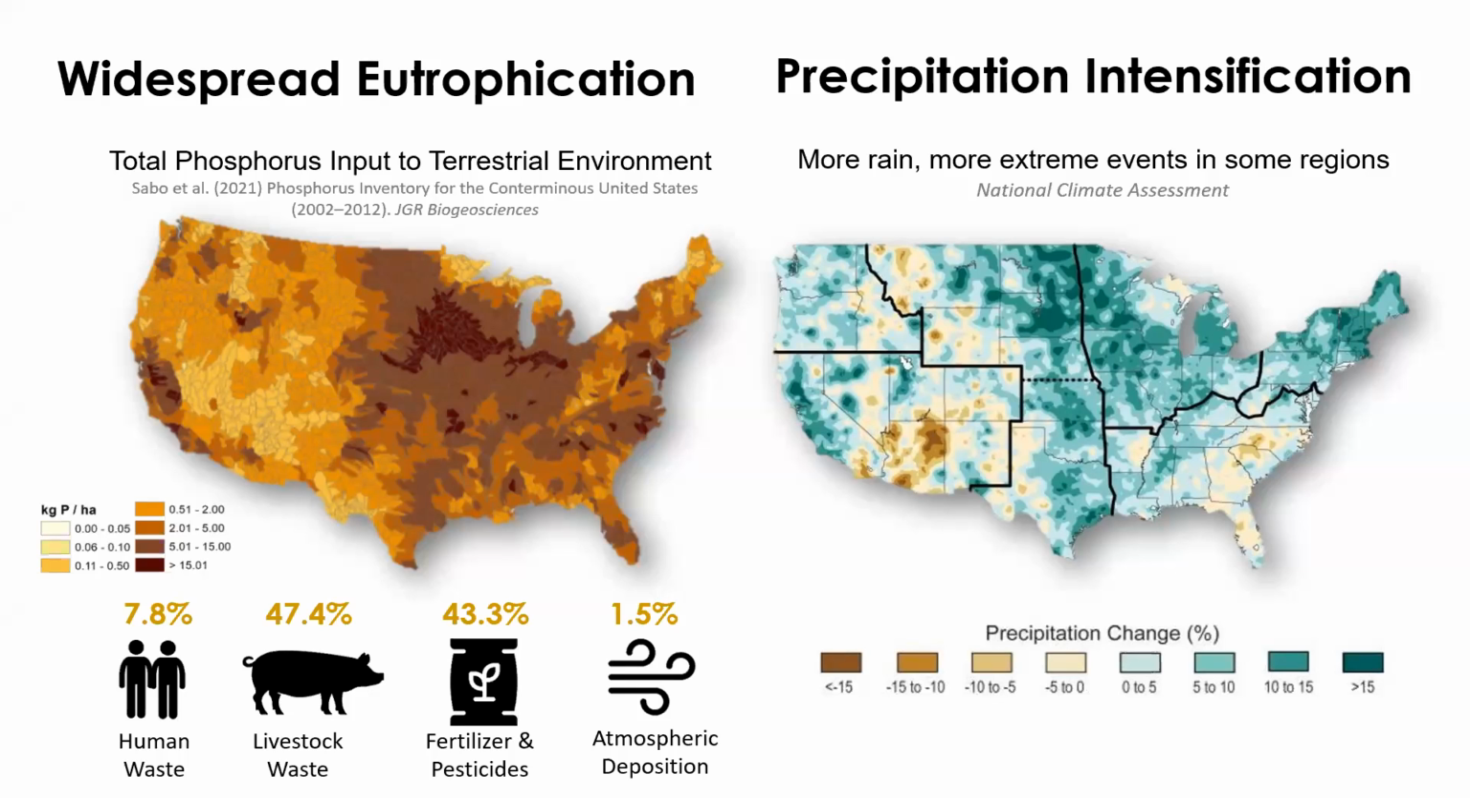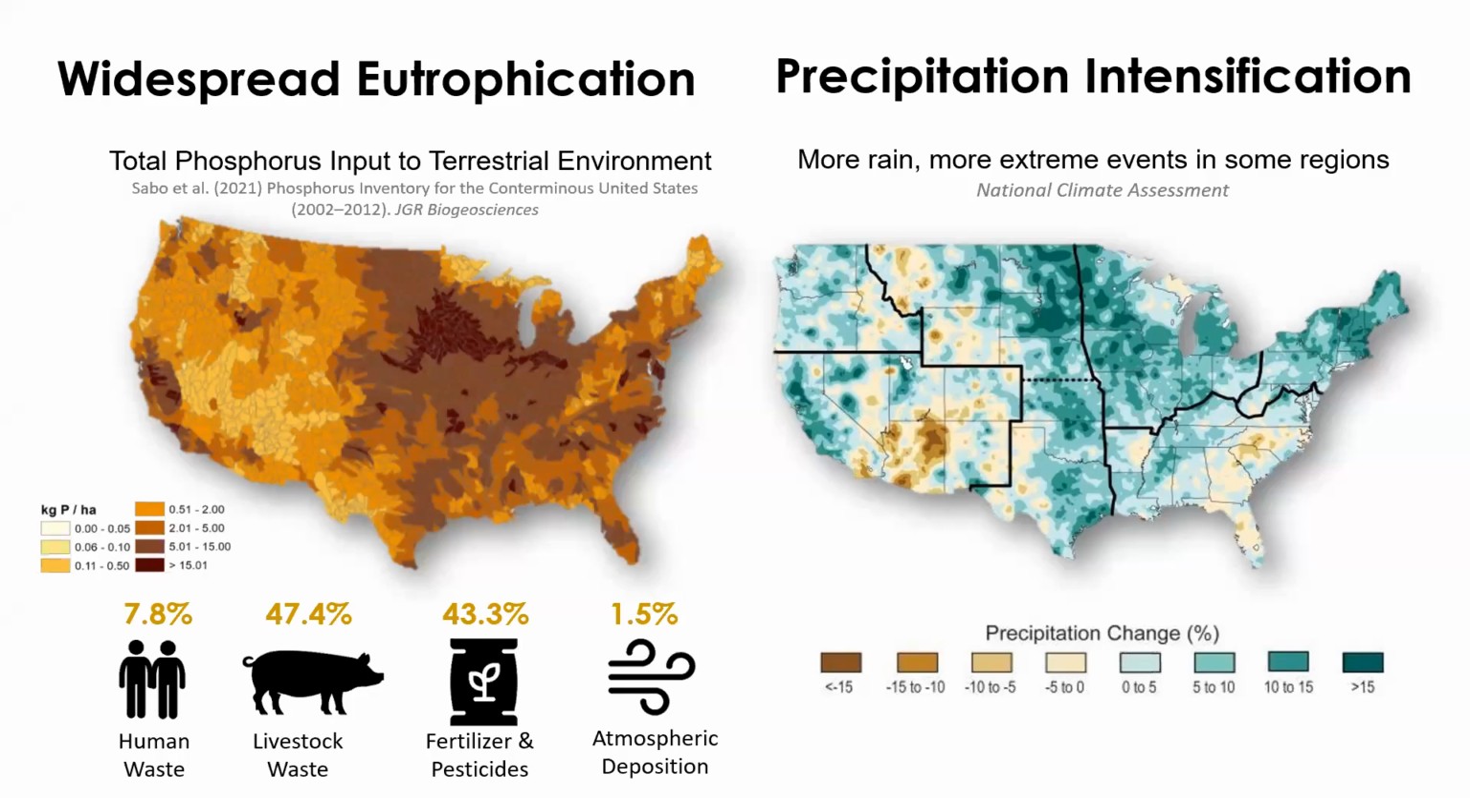But human waste also adds phosphorus into that terrestrial environment, and of course, atmospheric deposition. As you can see, there are large amounts of phosphorus inputs, which then of course lead to large phosphorus inputs into our surface waters when there's runoff. And that runoff is also changing.